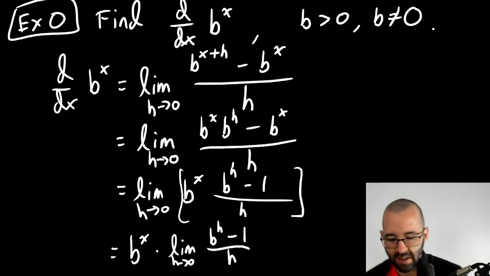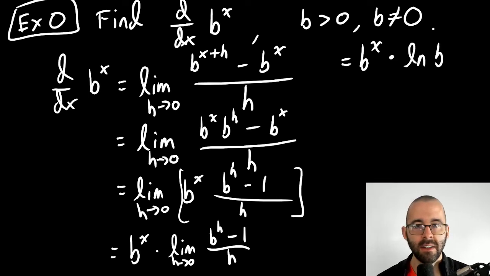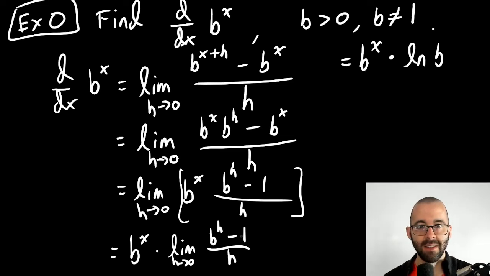All right? And it turns out that that limit is the natural log of b. Okay? So the derivative of an exponential function is itself times a constant. Any exponential function, as long as we want b to be positive, otherwise wacky things happen. And we certainly want b to not be 1. Ooh, sorry. We don't want b to be 1. That was redundant, saying it couldn't be 0.